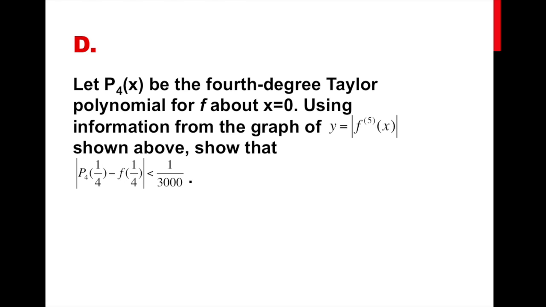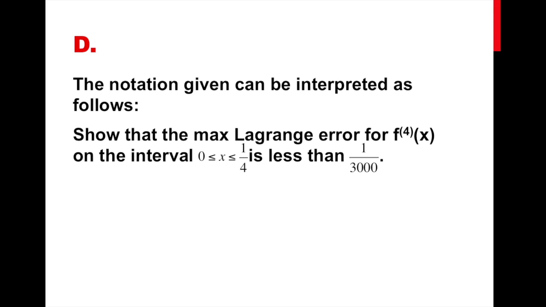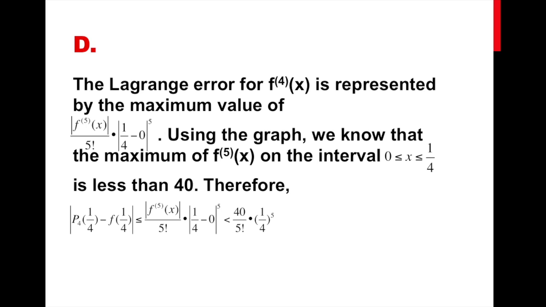Part D states, let p sub 4 of x be the fourth degree Taylor polynomial for f about x equals 0. Using information from the graph of the fifth derivative of f of x shown above, show that p sub 4 of 1/4 minus f of 1/4 is less than 1 over 3,000. The notation given can be interpreted as follows. Show that the max Lagrange error for the fourth derivative of x on the interval x is larger than or equal to 0 and less than or equal to 1 over 4 is less than 1 over 3,000.